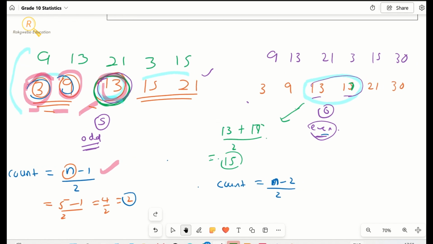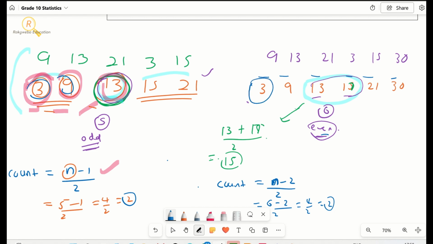We've got how many values there? We've got 1, 2, 3, 4, 5, 6 values. So in place of n, we put 6 minus 2. This will give us 4 over 2. This is 2. So that means you count twice before you get to the median couple. So it's count the first time, second time. The next is the median couple.